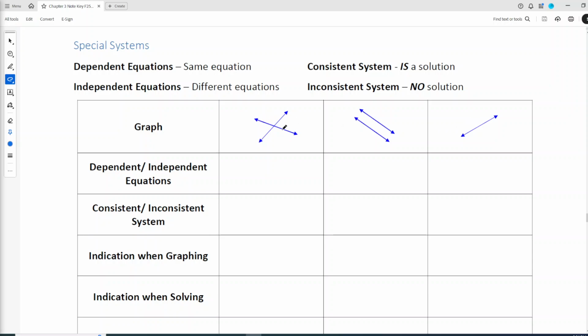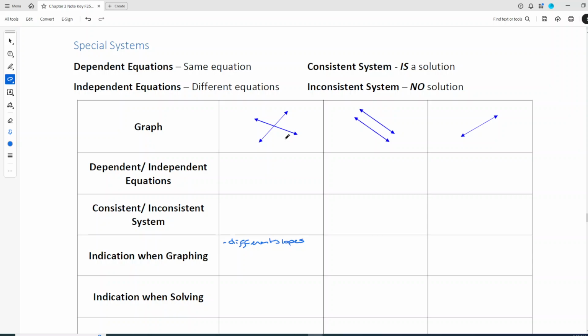Option number one, you're going to have these two graphs that are going to have different slopes and different y-intercepts. So the indication when graphing that you're going to have this is that when you go to graph, you have different slopes. Actually, that's it. Just different slopes. That is the only criteria. If you go to graph and your equations have different slopes, you're like, okay, it's going to look like this, right? In some form or fashion.